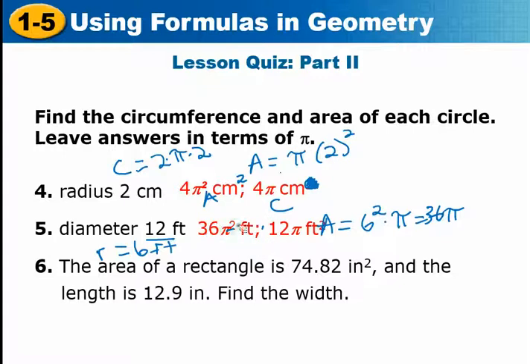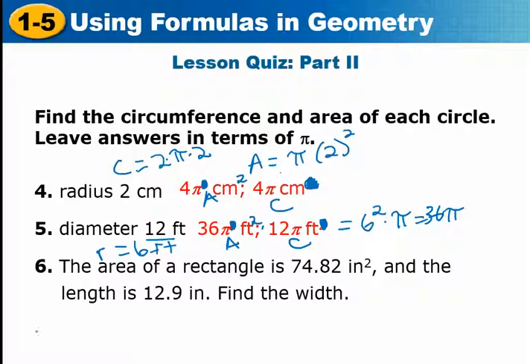And there's the answers again. They have this wrong again though with the units. This is supposed to be squared and this one's not. That shouldn't be squared. That shouldn't be squared. Oh, I see what they did. They have the square on the wrong part. So in number 4, it should be 4 pi centimeters squared for the area and 4 pi centimeters for the circumference. In number 5, it should be 36 pi feet squared for the area, and the circumference should be just 12 pi feet.